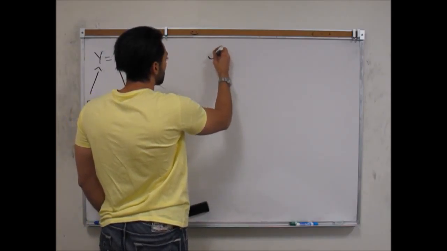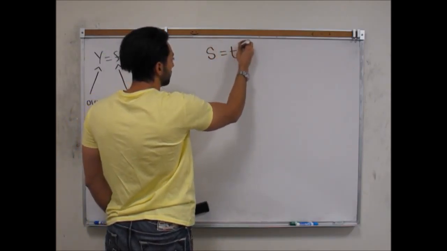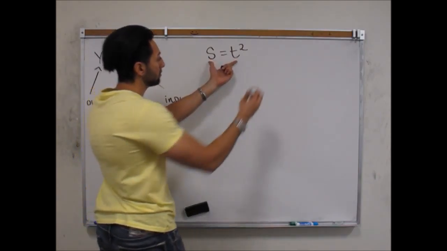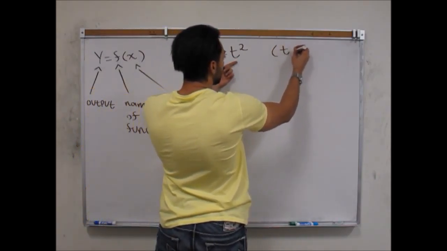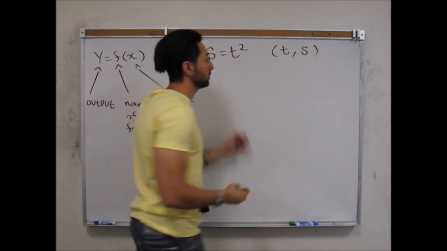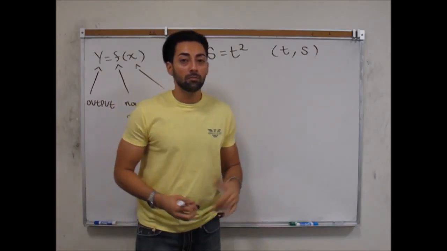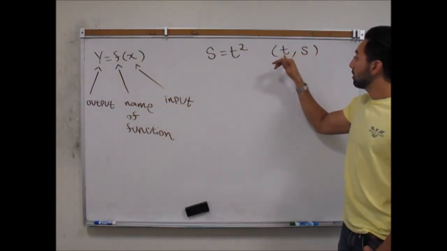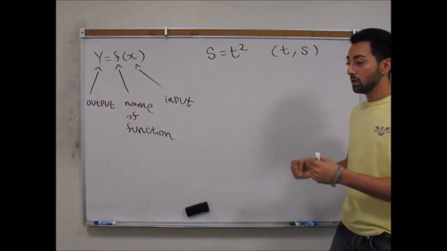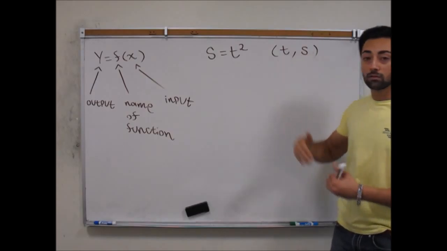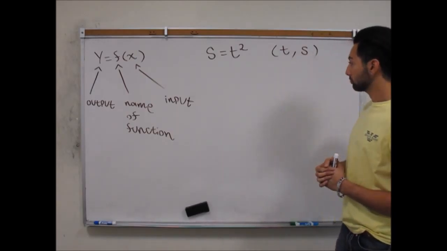So let's say I came up with the equation s equals t squared. From that, we could tell that t would be your independent variable or your input, and s would be your output or dependent variable. Because I know that my speed would depend on how much time has passed by, because after I accelerate, I'm going to go faster and faster. So my speed would depend on the time after my takeoff.